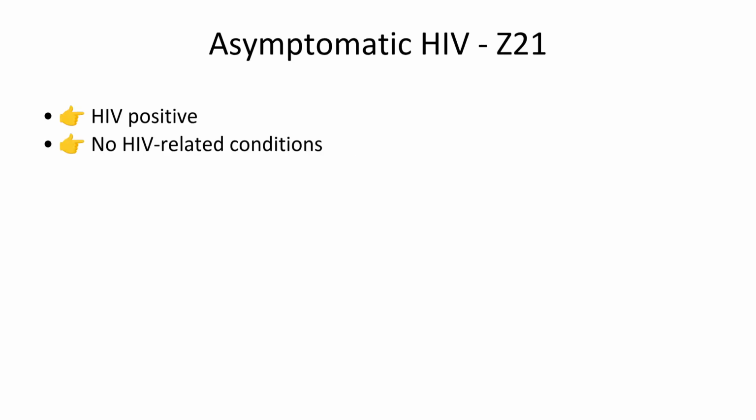HIV. Let's understand asymptomatic HIV coding. If a patient is HIV positive but does not have any HIV related conditions, we assign the code Z21, which represents asymptomatic HIV status. So, whenever you see documentation like HIV, HIV positive, or HIV status, and no complications or related conditions are mentioned, you should assign Z21.